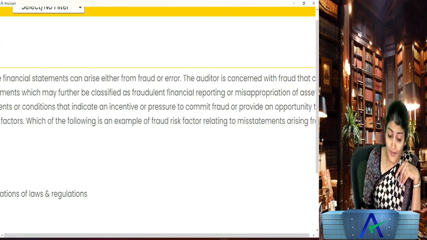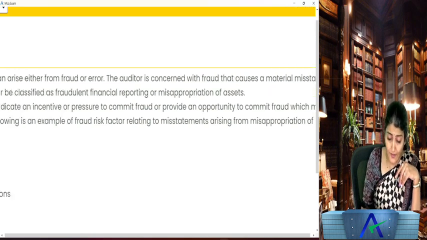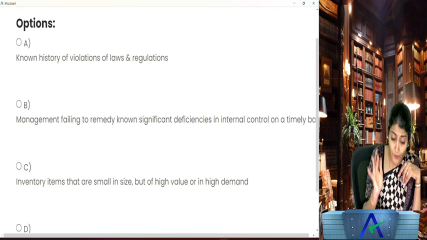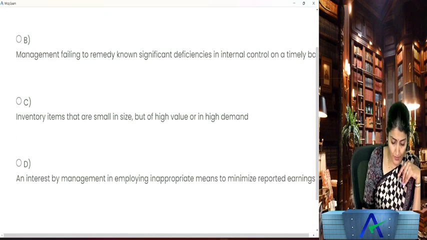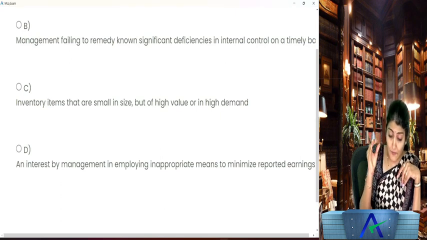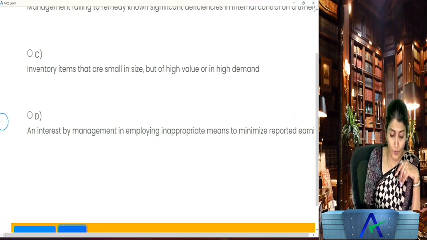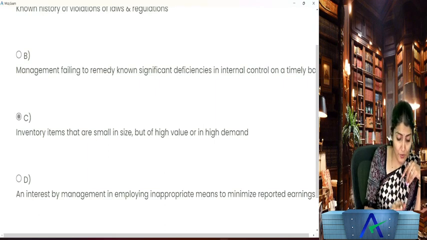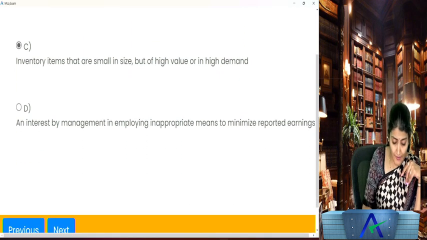Which of the following is an example of a fraud risk factor relating to misstatements arising from the misappropriation of the assets? Known history of violating the laws, management's failure to remedy the known deficiencies in control, inventory items that are small in size but of high value or demand, or interest of the management in employing inappropriate means to minimize the reported earnings for a tax motivated reason. Right, so which is the fraud risk factor relating to the misappropriation of the asset? The diamonds. Right, the inventories that are small in size but are of high value or in high demand.